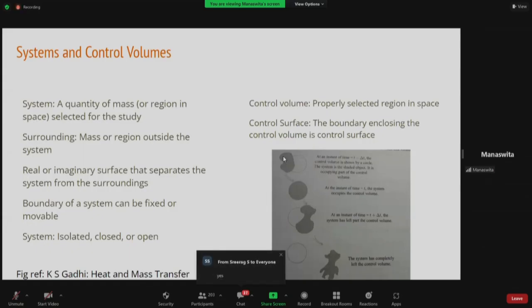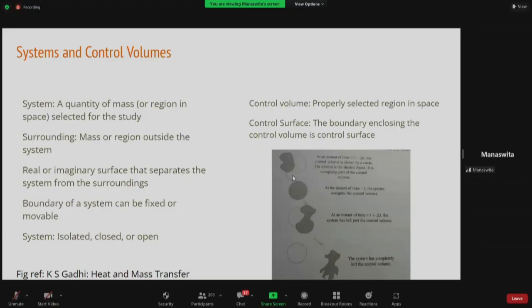So system, you see this dark region? Yes. Okay, this is the system. System is a quantity of mass, a region in space which you have selected for the study. Control volume is something which is a properly selected region in space.